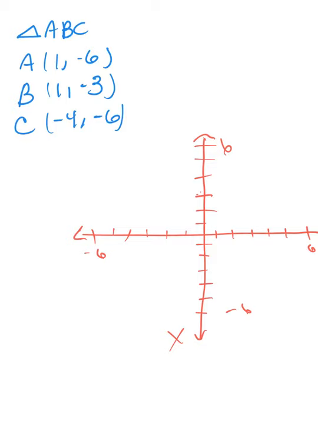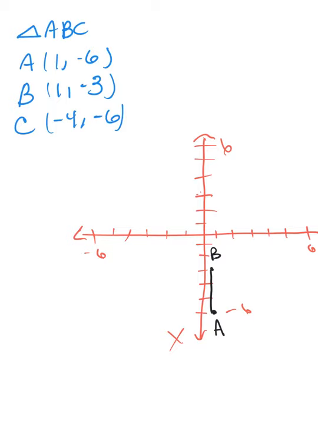Okay, so I'm going to label these points on the graph. (1, negative 6) is vertex A. And then I have (1, negative 3), and that's B. Right away, I see a vertical segment, which means what can I do to find that distance? Yeah, find the difference, and the absolute value of the difference.